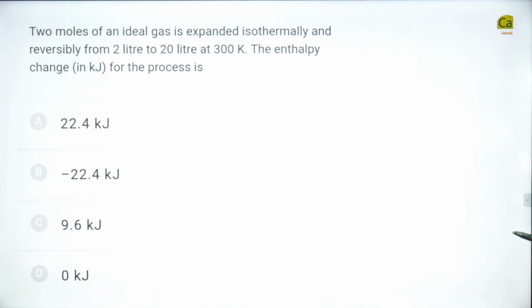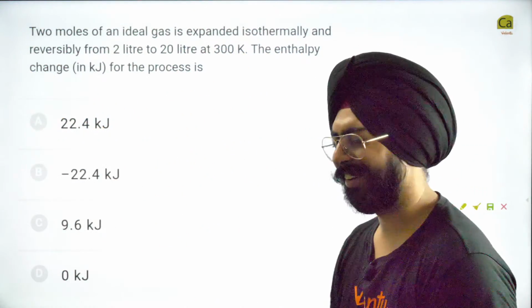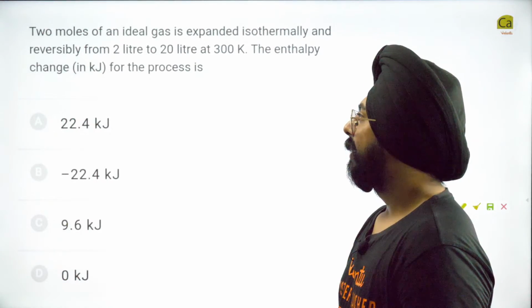2 moles of an ideal gas is expanded isothermally and reversibly from 2 liter to 20 liter at 300 Kelvin. The enthalpy change in the process. Hey Rabba.